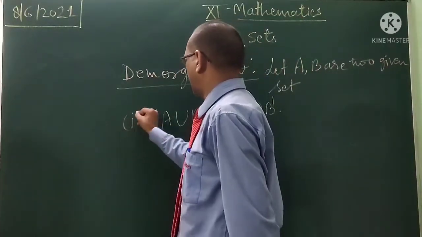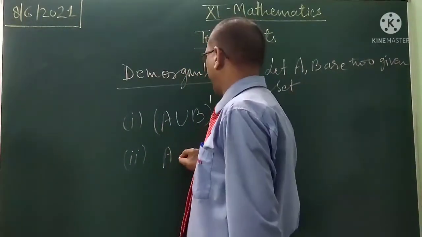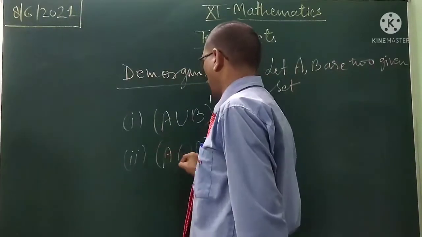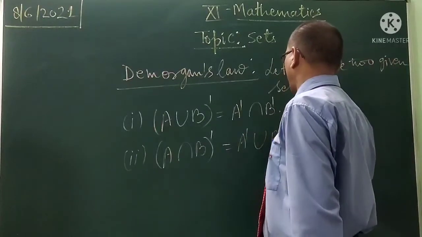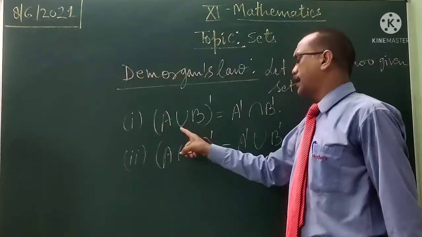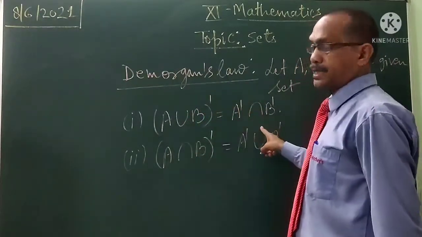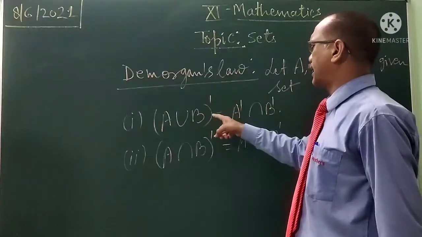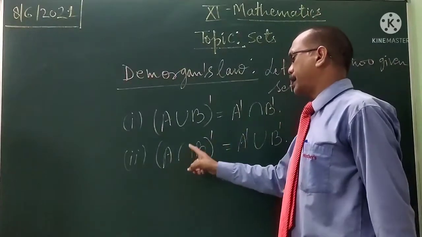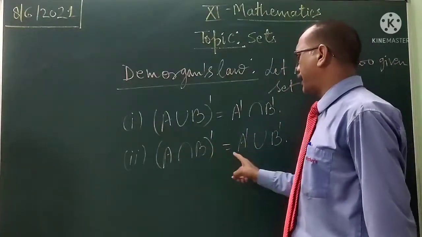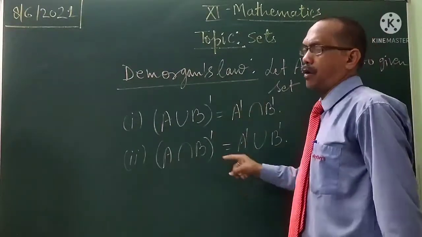Similarly, (A intersection B) whole complement becomes A complement union B complement. So here the operation will change: union becomes intersection, and the complement will come on both sets. In the same way, intersection becomes union and the complement will come on both the sets. So this is called De Morgan's law.